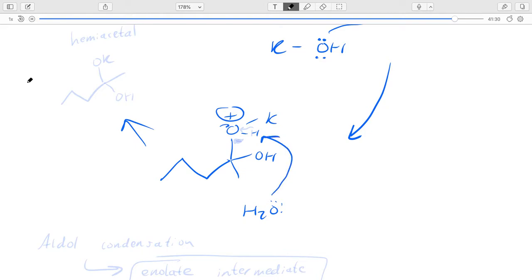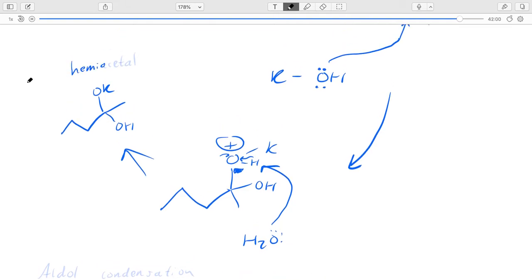We'll just take another molecule of water to deprotonate it, drop down the electrons. Ooh, that's not a good arrow. There's not a lot of space here. Oh wait, I can zoom in. There we go. And then we form OR, OH, and this is our hemiacetal. So that's really the main reaction we've seen so far.